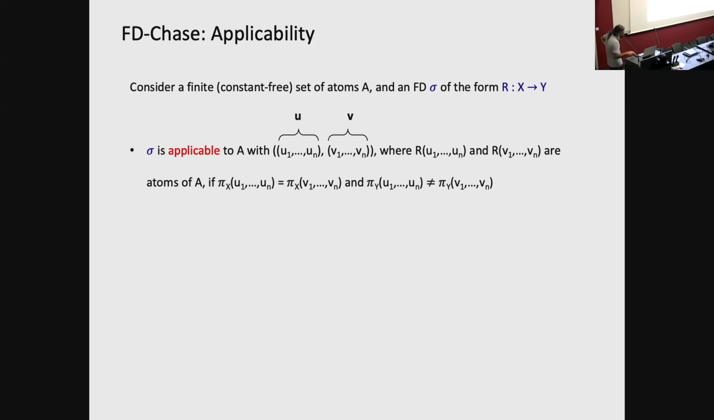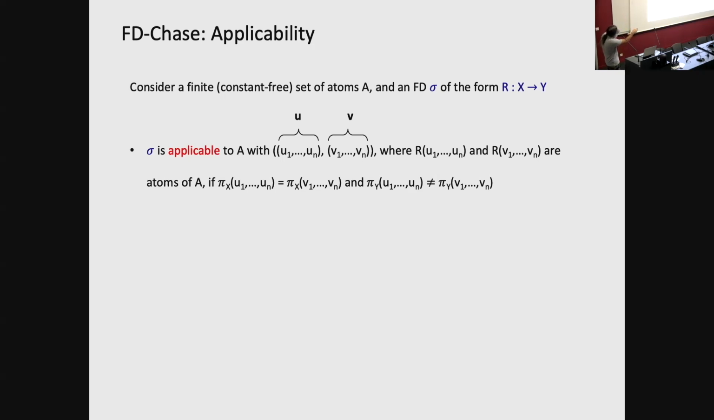Now, the very first thing that we need to define here is the notion of applicability. So essentially, when a functional dependency is applicable to a certain atom. This will give rise to a single chase step. So let's see how we do that. Let's consider a finite set of atoms A, here I say constant free. What constant free means is that I don't have constants in there. And I assume that for a good reason, which I will explain in a while. Of course, everything can be generalized to sets with constants, but let's assume constant free in order to get rid of some complications, which I will explain in a second.